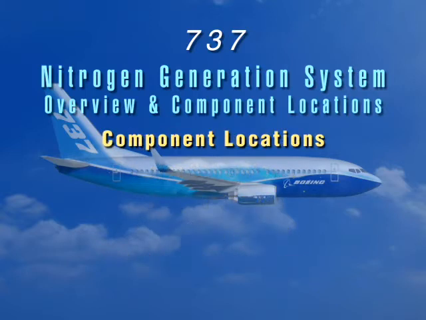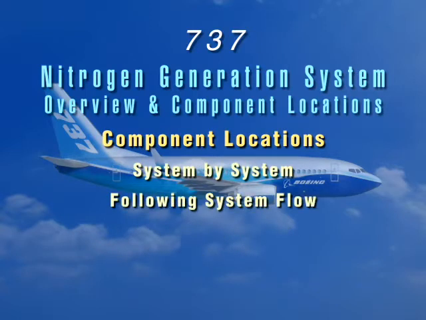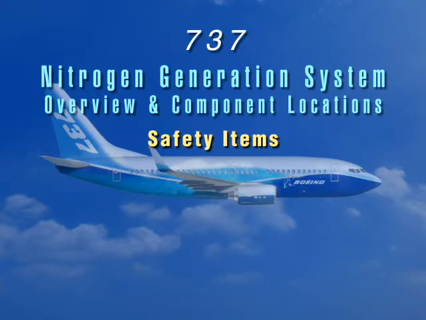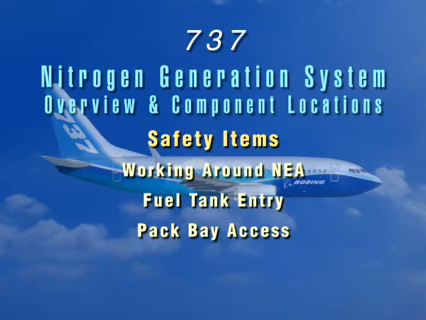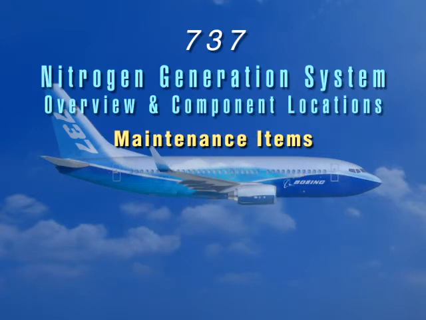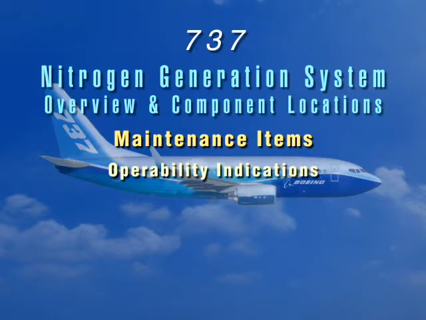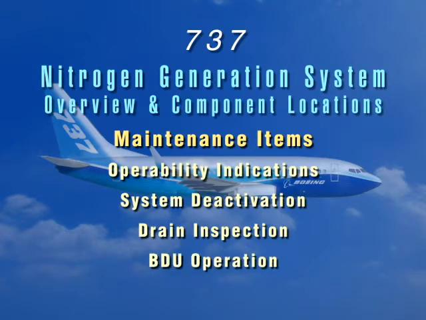Next, we will look at component locations system by system following system flow. Then we will discuss NGS safety-related items, including working around nitrogen-enriched air, or NEA, fuel tank entry procedures, pack bay access procedures, and the location of NGS-related hazard placards and stencils. Finally, we'll see common maintenance items including operability indications, system deactivation, drain inspection, and Byte Display Unit, or BDU, operation.